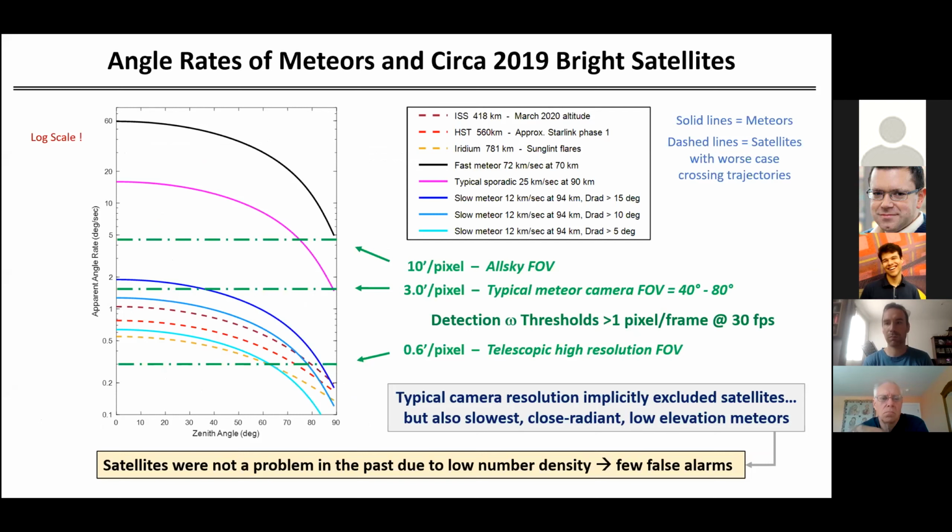On the left is a plot of the angle rates of various meteors, the fastest one being the black curve. Sort of a typical sporadic random meteor is the purple curve. And then some of the slowest ones that are coming straight towards you are these various blue curves. You'll also notice some of the bright satellites, such as the International Space Station, Hubble Space Telescope, and the Iridium flares that have typically been seen, run about 1 degree per second or lower, and basically are below almost all the meteors that we normally see. And so with thresholds, which are these green lines, depending upon the resolution of the camera between all sky and telescopic, you may or may not actually detect satellites in most cases. The question is just how many false alarms will we get?